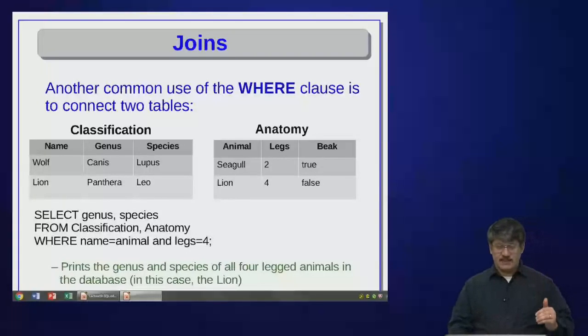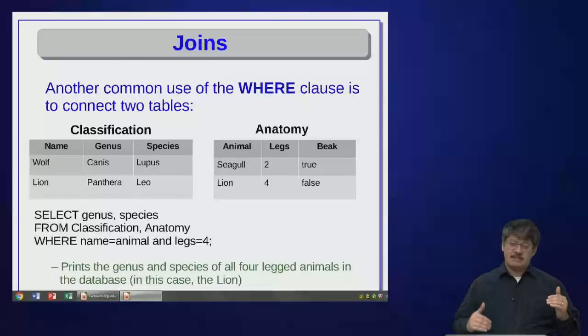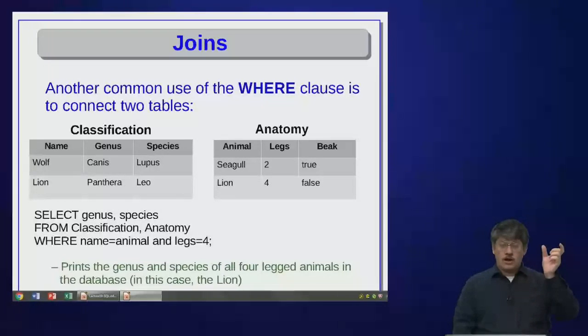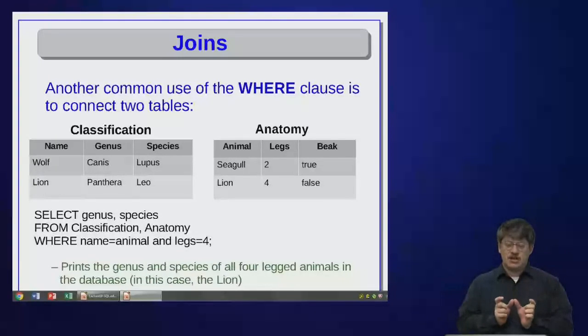it's going to go over to the classification table, and it's going to look at the name. It's going to say, okay, the name is wolf. And it's going to search the anatomy table and say, is there a wolf in this table? And when it doesn't find the wolf, it's going to skip to the next animal. So then it's going to go to the lion. And it's going to say, okay, the lion is Panthera leo. Is it in the anatomy table? And it's going to go look at the animal column, and it's going to say, okay, seagull isn't the same as lion. Okay, but lion is. So it's going to take the lion Panthera leo row from the classification table and the lion row from the anatomy table and put them together. And then it's going to give us just the genus and species.